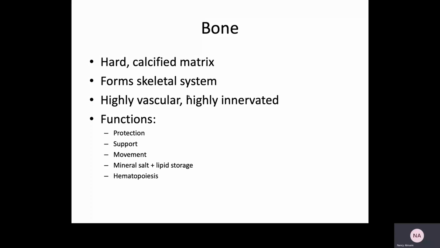It is highly vascular, it is highly innervated, so that's why if you've ever broken a bone, it hurts like heck, and it heals really fast within 6 weeks. The fact that bone can heal within 6 weeks when the matrix is so hard is pretty amazing. It's because it's very vascular. It has a very, very strong and big blood supply.